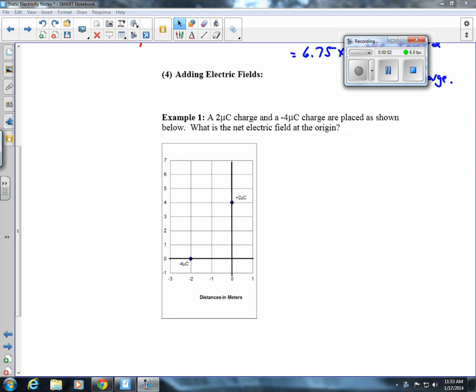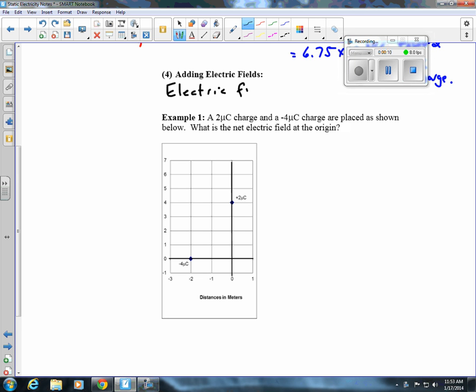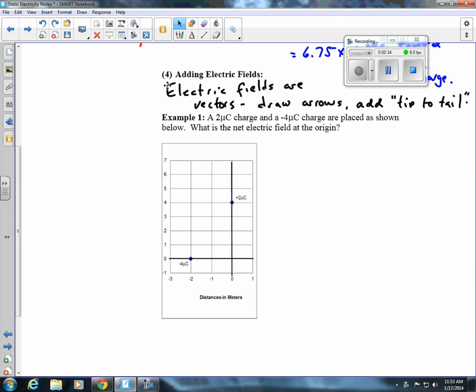In this video, we're going to talk about adding electric fields. And you have to remember that electric fields are vectors. You have to draw arrows. And if you remember, for vectors, you have to add them too. Now, often there's going to be symmetry or some right angles in there, which is going to make it pretty easy. But you have to remember they're vectors, and technically to add vectors, we have to use the tip-to-tail method.